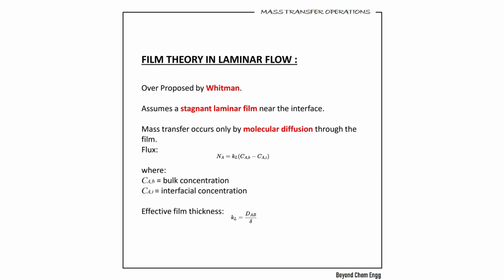Film theory in laminar flow, which was proposed by Whitman. It assumes a stagnant laminar film near the interface. Mass transfer occurs only by molecular diffusion through the film. The flux is given by NA is equal to KL into CAB minus CAI, where CAB is the bulk concentration and CAI is the interfacial concentration. Effective film thickness is given by KL is equal to DAB by delta.